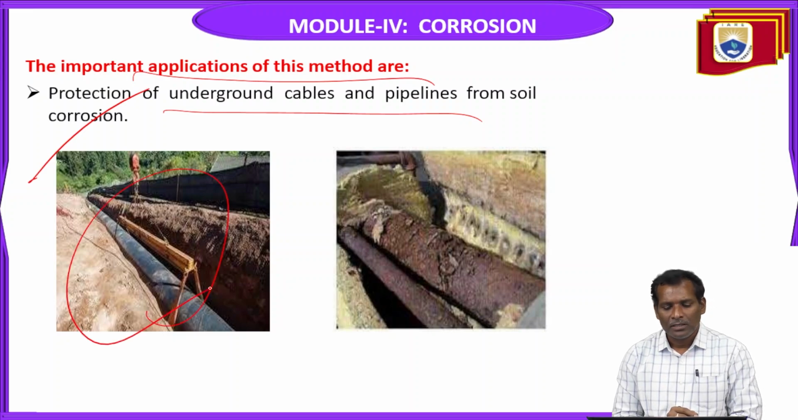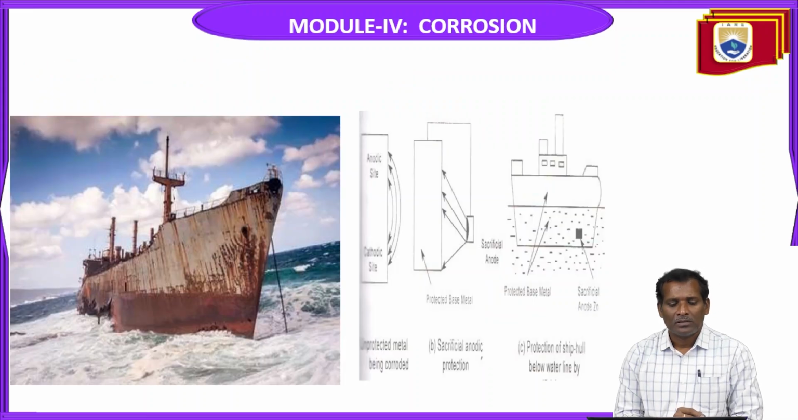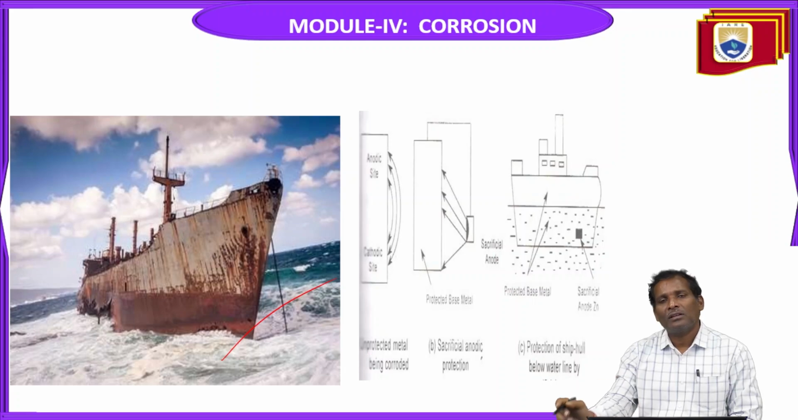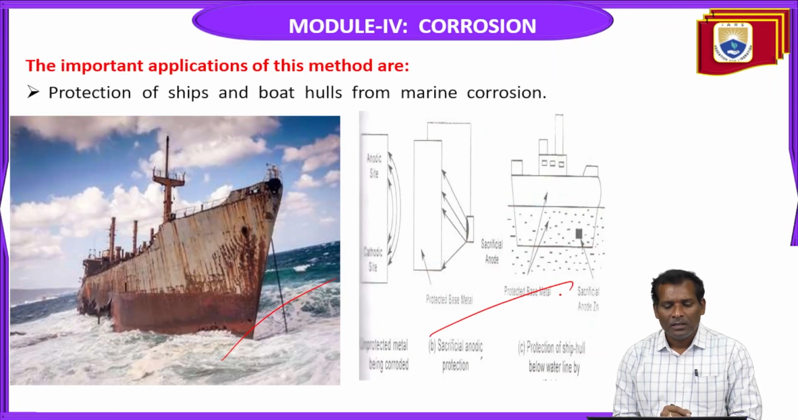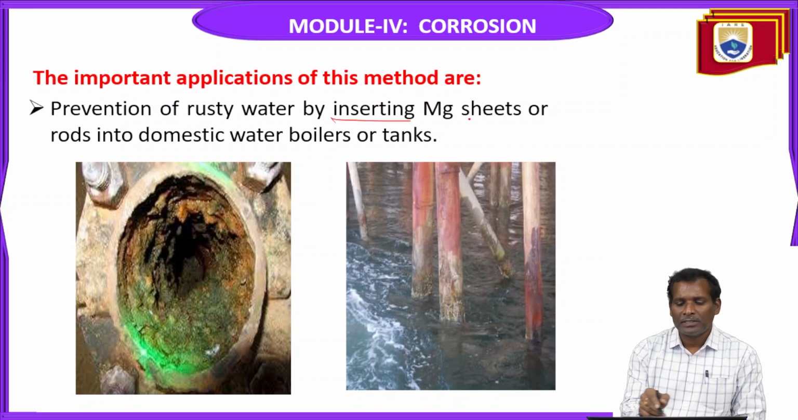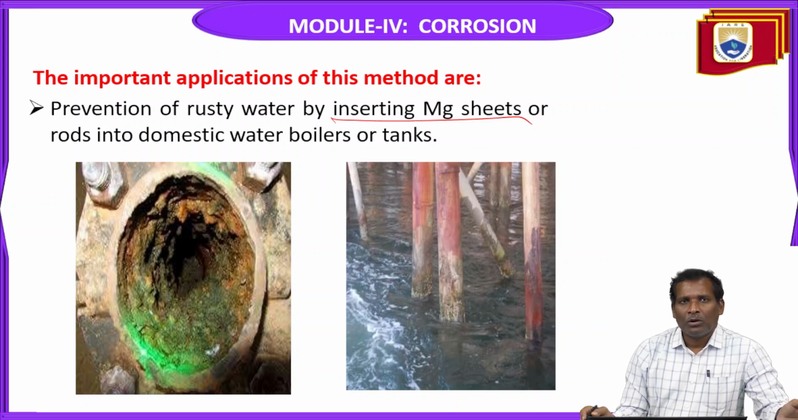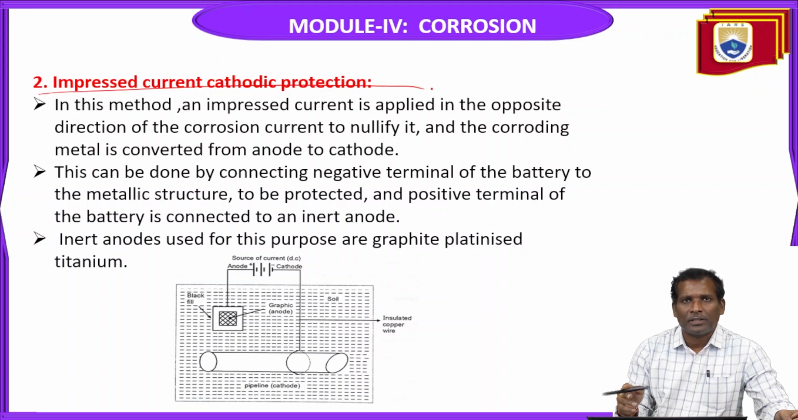So pipelines you can see. This is the before and after rust, the protection of underground cables and pipelines. See the ships. Here you can see the ship protected by using this sacrificial anodic protection method. Another important application of this method is prevention of rusty water by inserting magnesium sheets or rods into domestic water boilers or tanks. See here, the domestic boiler, rusty water, inserting magnesium sheets or rods.